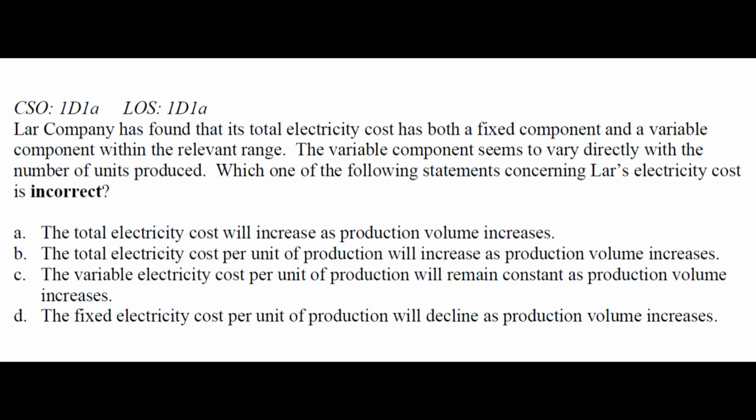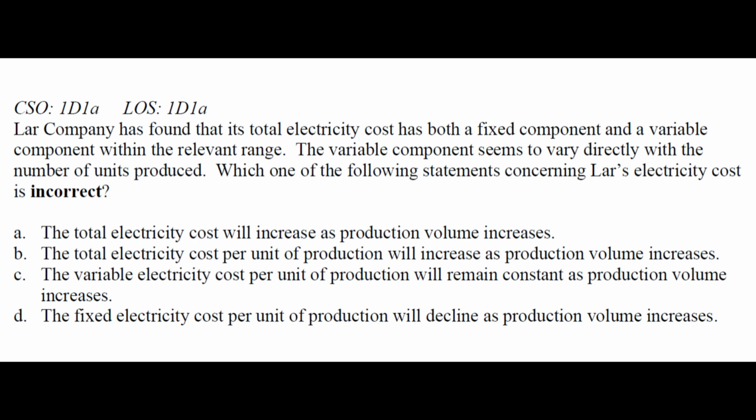A. The total electricity cost will increase as production volume increases. Correct. The variable portion increases with production, so total electricity cost rises. B. The total electricity cost per unit of production will increase as production volume increases. Incorrect. As production increases, the fixed cost per unit decreases, while the variable cost per unit remains constant. Therefore, the total cost per unit typically decreases, not increases.